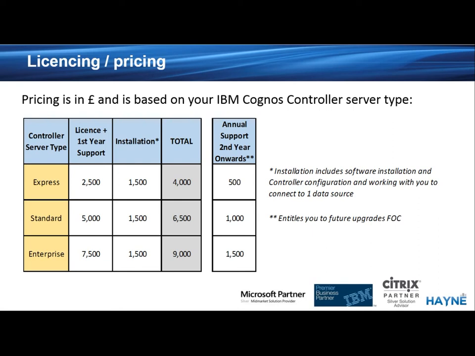So on to licensing and pricing. Pricing is in sterling, and the basis of pricing is your Cognos Controller server type. Server type is based on the number of users, and you'll just need to look at your licensing type to see where you fall. For Cognos Controller Express, the license is £2,500. That includes first year support, and installation is £1,500. Standard controller server type increases to £5,000. Enterprise is £7,500. For all of those, installation is £1,500. Support onwards is 20% of the initial license price.